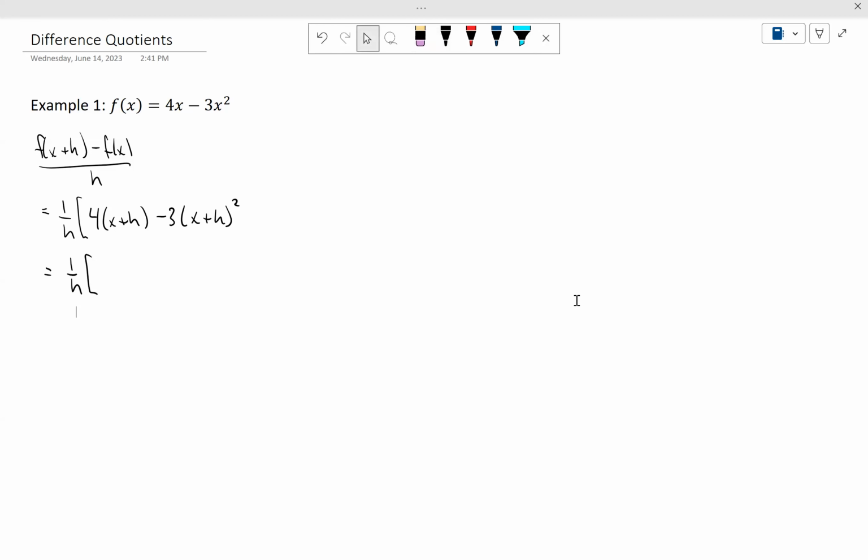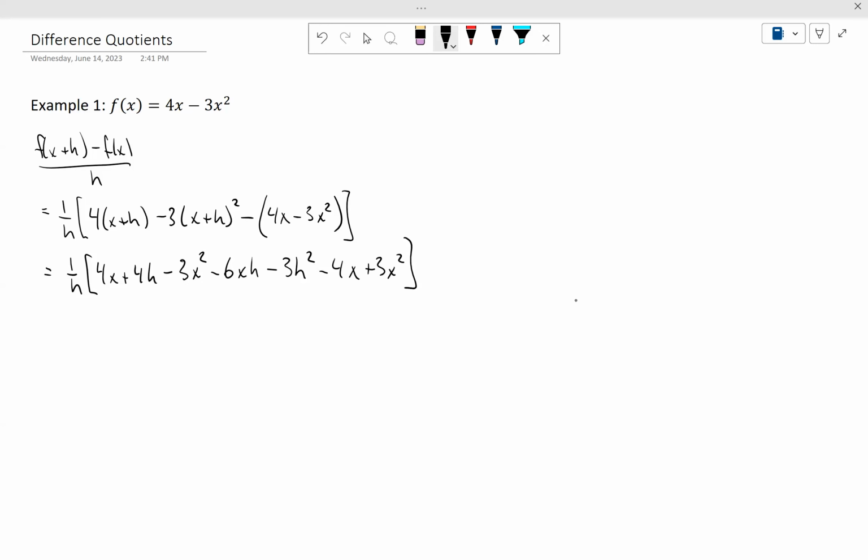Oh, we almost forgot the f of x, so minus, and then f of x is 4x minus 3x squared. I'm glad I caught that before you. All right, so here we go. Multiply out, we get 4x plus 4h minus, now we'll have a 3x squared be a plus 2hx minus 3, so minus 6xh plus h squared, so minus 3h squared, minus 4x plus 3x squared.